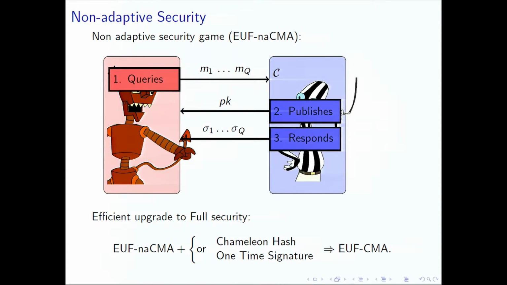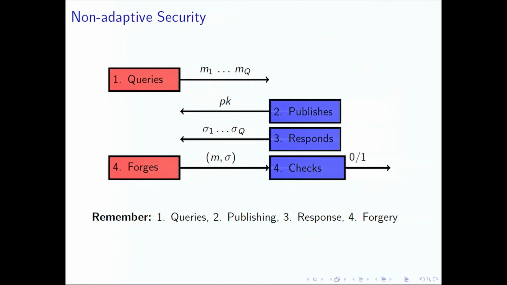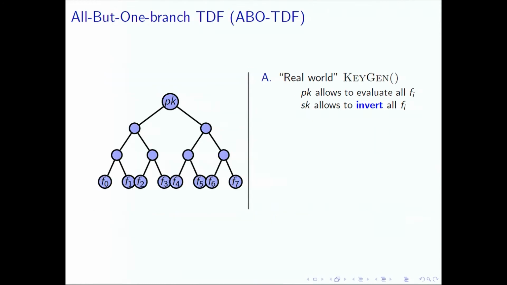Then the challenger also responds to the signature queries. And finally, the adversary has to provide a forgery, all right? So I just want you to remember those 4 steps: 1 query, 2 publishing, 3 response, and 4 forgery. So this is the typical signature scheme here. This is how we typically build a standard signature scheme, nothing new, from an all-but-one branch trapdoor function.